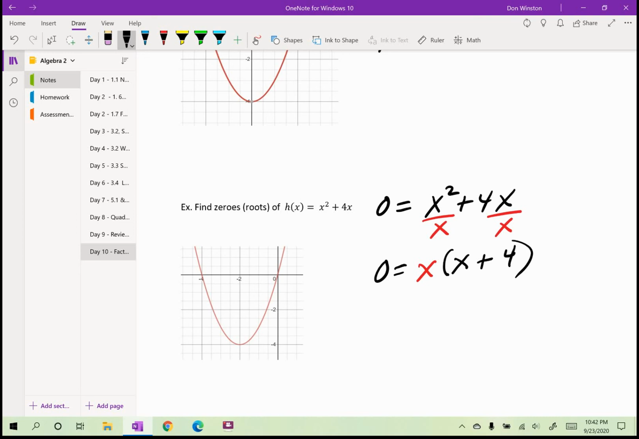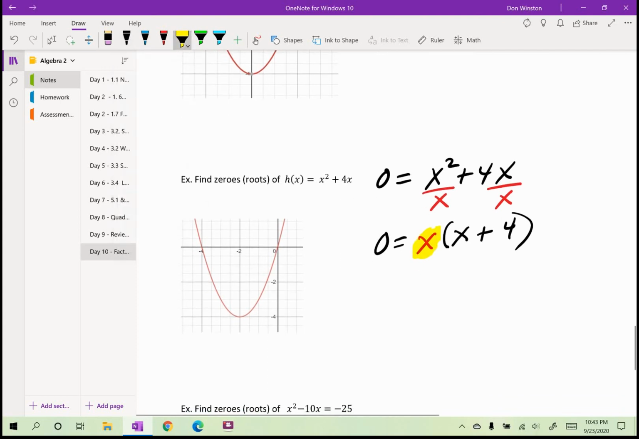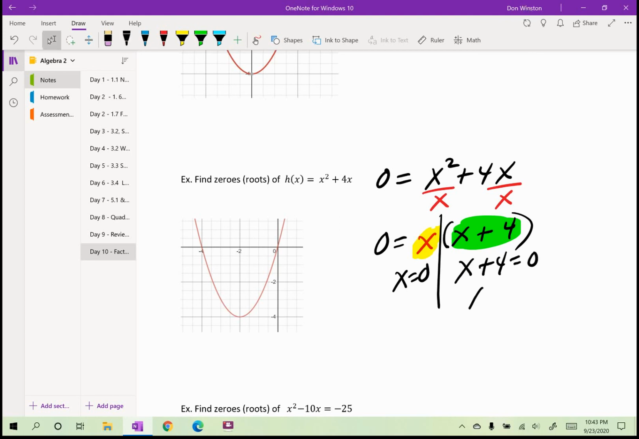X times x is x squared. X times 4 is 4x. I always verify. So let's find the zeros of each factor. I have two factors. One factor is x. The other factor is x plus 4. I have to find the zeros of both factors. Well, the first factor is easy. X is equal to 0. The second factor is easy too. X plus 4 equals 0. X equals -4. And if you notice, you look at the graph, you see the zeros. -4 and 0.